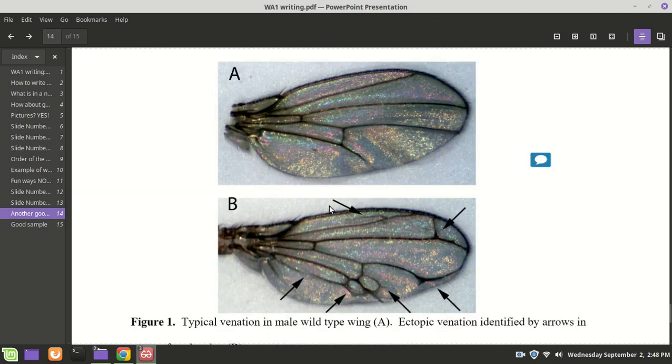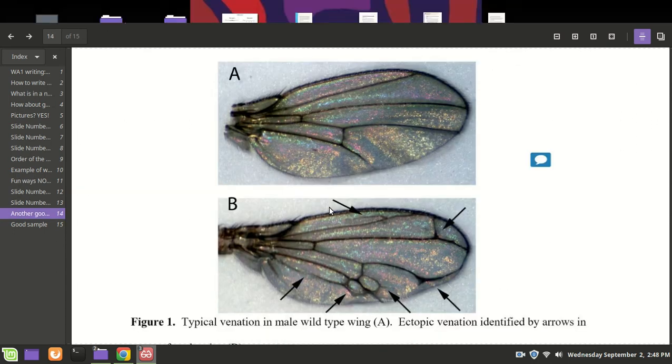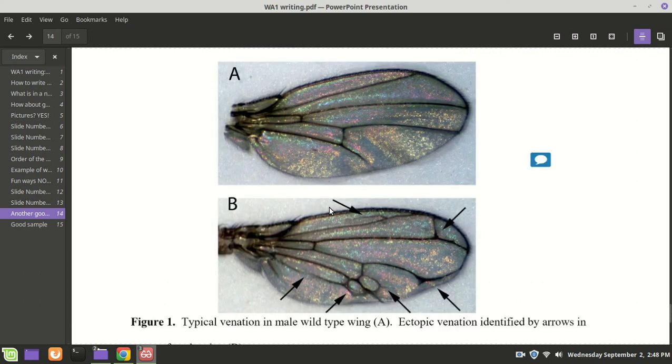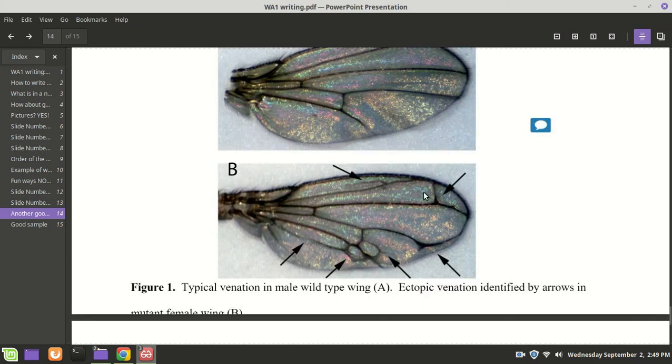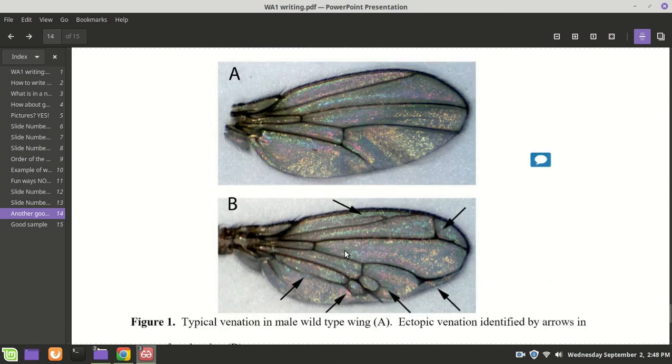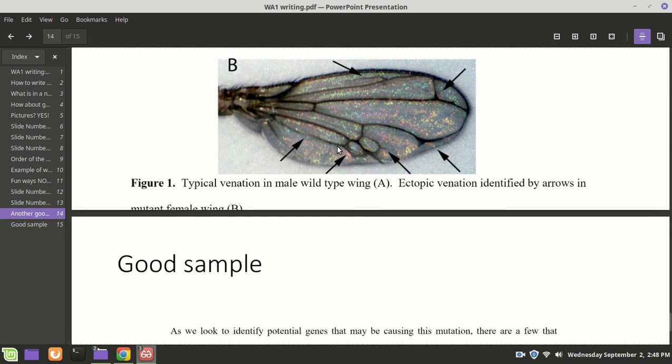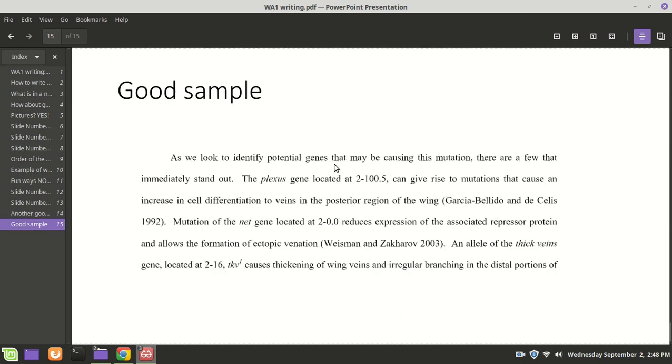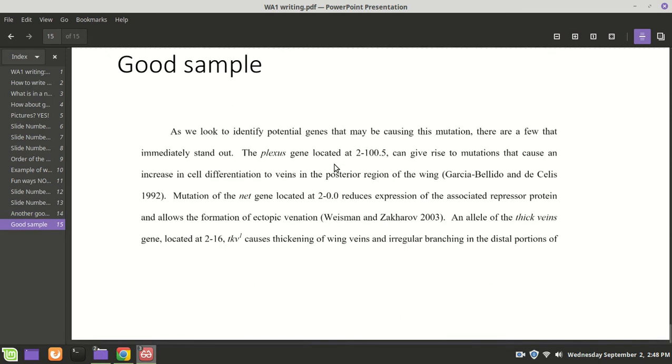This is nice. I like the pictures. Lots of arrows, but I want to know what these arrows are specifically. Be specific about what this is. No arrows up here either. Don't think I like that one. Good sample. Right. All right.